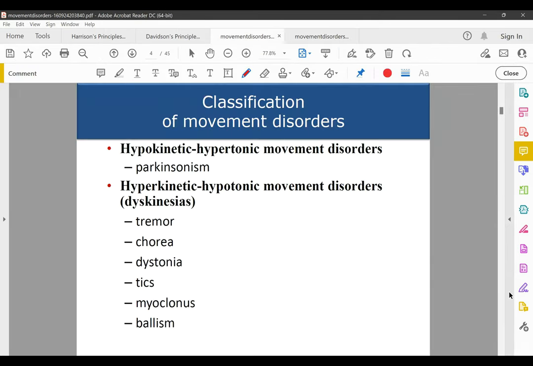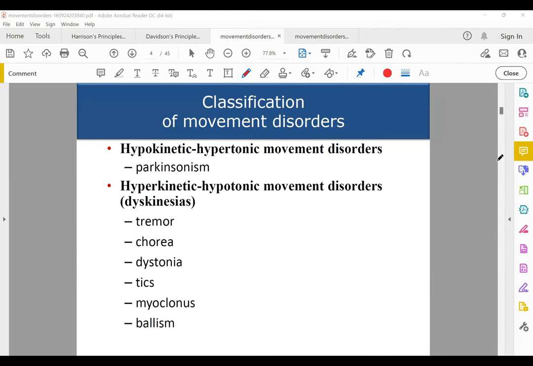What is there in this? Yeah, there are two types of movement disorders. One type of movement disorder, hypokinetic movement disorder, and hypertonic. Hypokinetic, hypertonic. Hypokinesia, no initiation of movement. There is no relaxation of the opposite group of muscles. That results in hypertonia, hypokinetic hypertonia, which is Parkinson's.